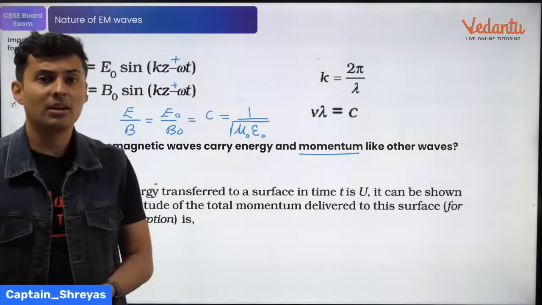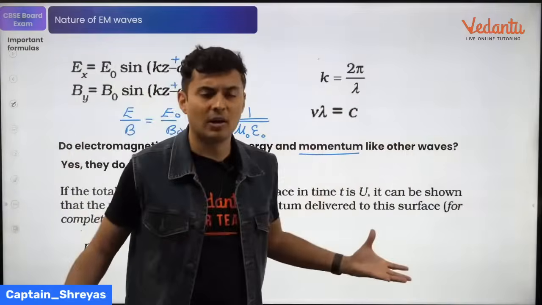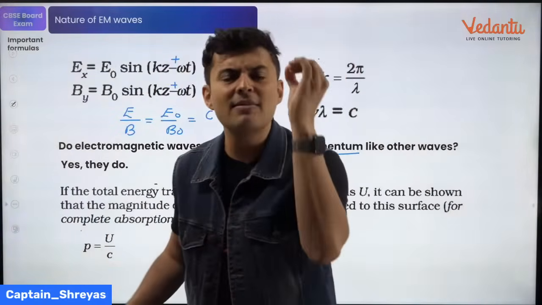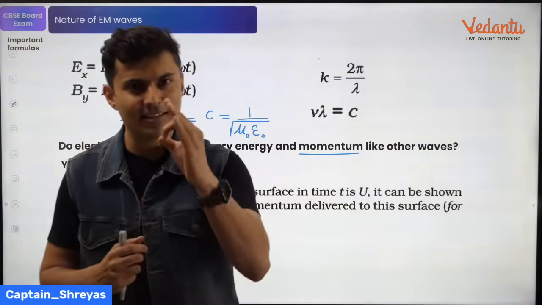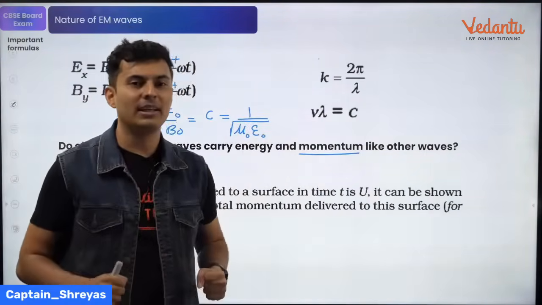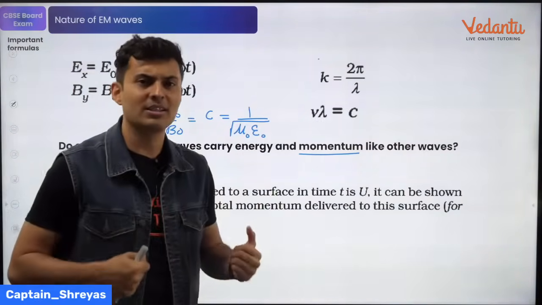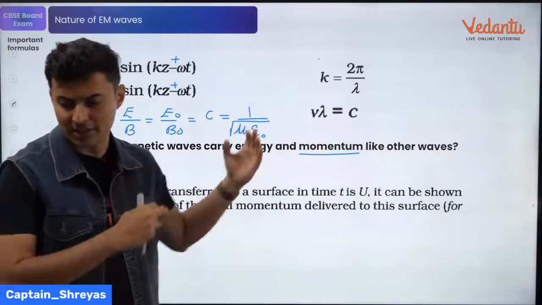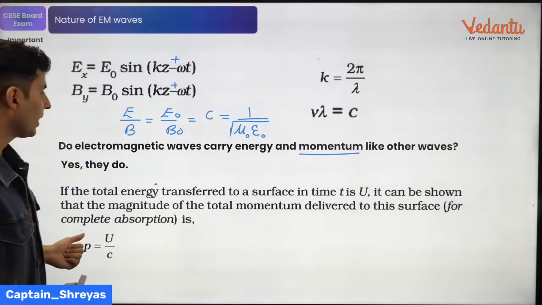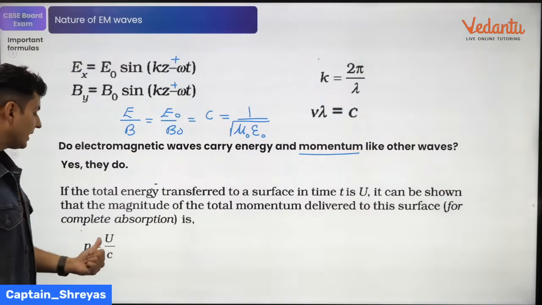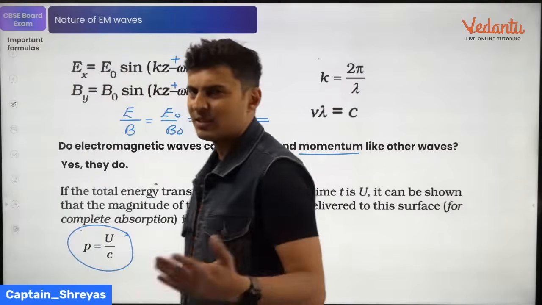So the pressure of the wave, the pressure of the light, the pressure of the radiation around you is always felt, but it is very, very, very small. That's why you do not get the sensation of it, but it is there. So the force provided by the light per unit area when it falls, because of the momentum that light possesses, is called the radiation pressure. Keep this in mind. And the formula for that is nothing but U by C. U is the energy, P is the radiation pressure, C is the speed of light.